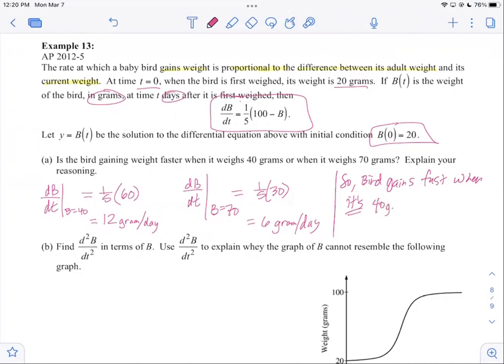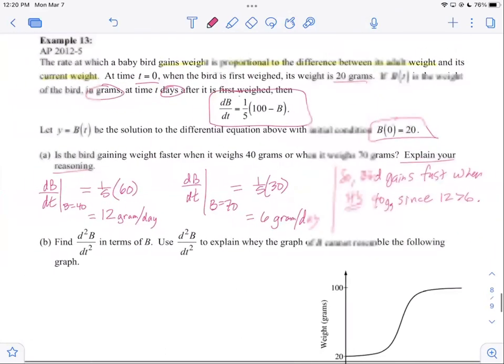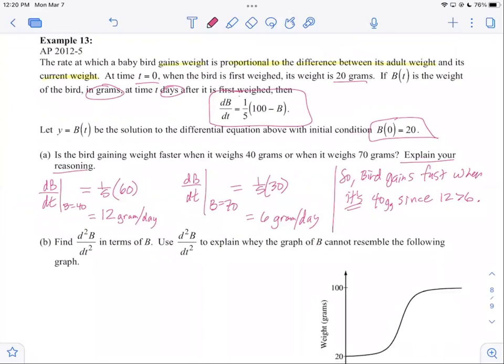Do I stop there? Does that answer it? It says to explain your reasoning. Comma, since what? What's the linchpin? 12, yeah, but why is 12 relevant compared to the other one? Since that's it. That's all. Yeah, that's your reasoning, right? 12 is a bigger number than 6. That's it. Okay. There you go.